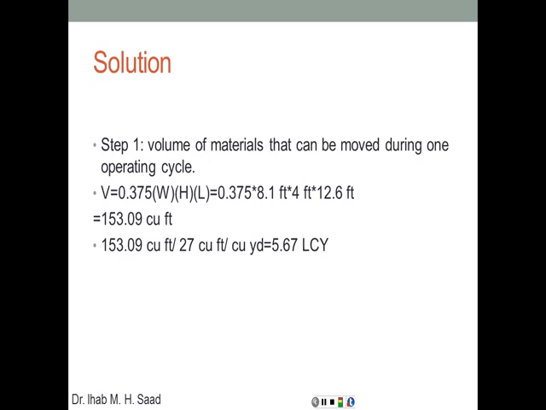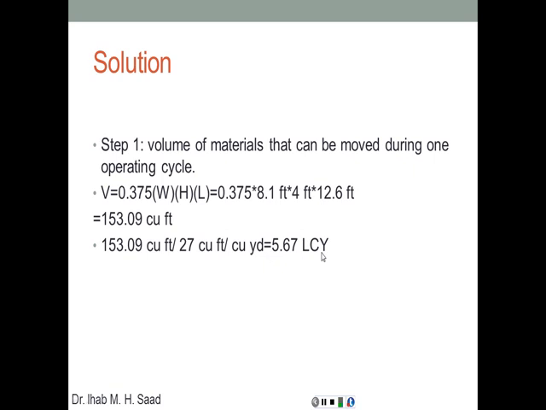So step number 1, the volume of material that can be moved during one operation cycle, which is 0.375 WHL. Remember that equation, but also remember that this equation gives us a volume in loose cubic feet. So we need to convert that into cubic yards. Therefore, the number that we got, 153.09 cubic feet, we divide that by 27, which is equivalent to 5.67. Again, this soil is loose, so it's in loose cubic yards.